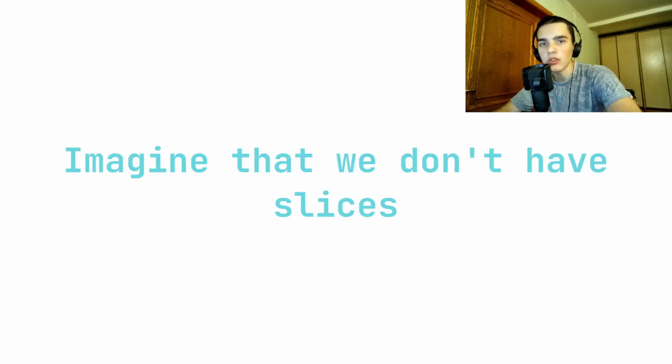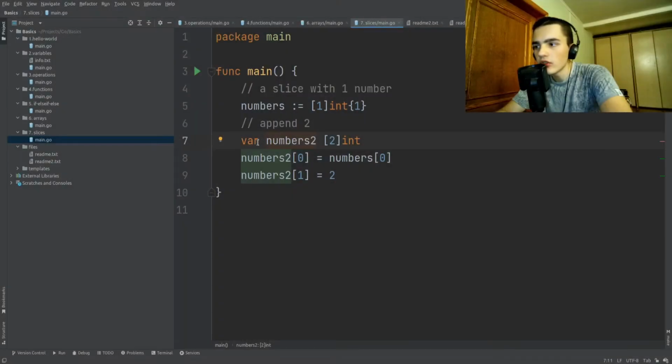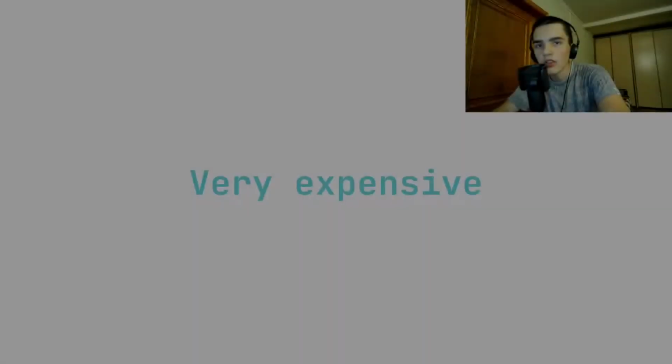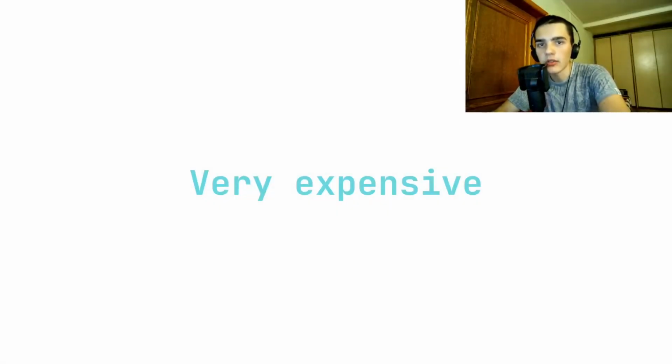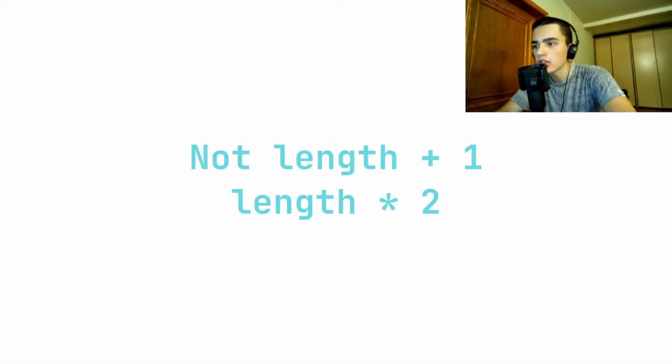Imagine that we don't have slices and we want to add an element to an array. To do this, we need to create a new array with length +1. Copy the elements from the first array to the second and set the last element. So it's a very expensive operation, and for optimization we create an array not with length +1, but with length multiplied by 2. This way we can add length elements without having to create a new array.